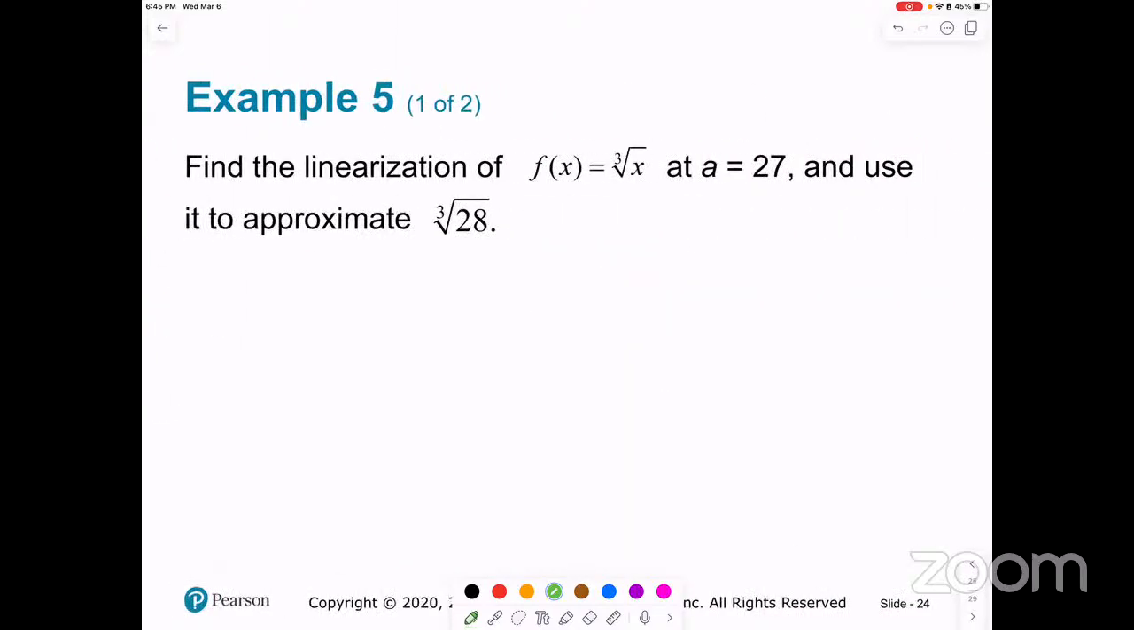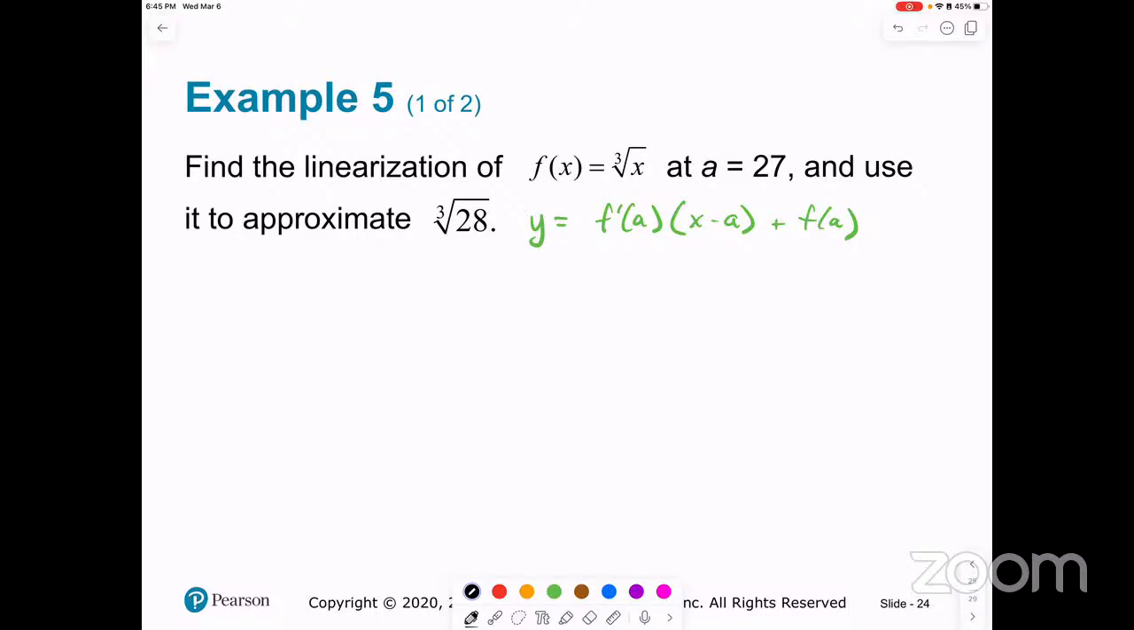So find the linearization of this function when a is 27 and use it to approximate the cube root of 27. All right, so on the previous slide, we just said y equals f prime of a times x minus a plus f of a. So we're going to use that, and again, that comes out of the point slope formula. We just switched out that point for a comma f of a. All right, so let's find all the components.